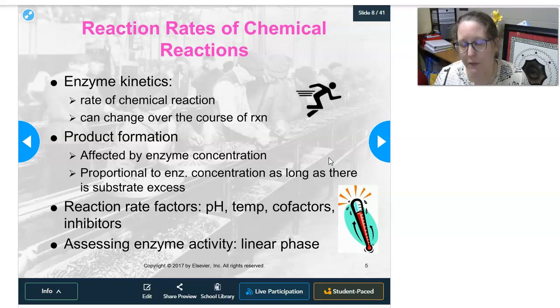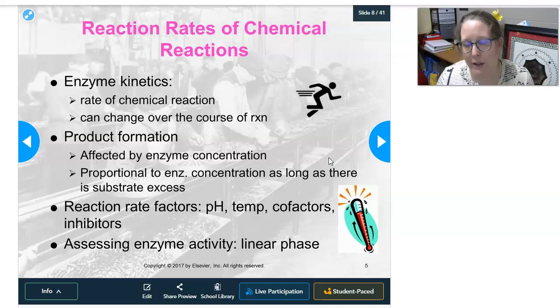Temperature affects enzyme reaction rates. Generally speaking, colder temperatures will make enzyme reactions go slower, and warmer temperatures will make them go faster, unless it's too warm, too hot, and then it just cooks the protein, cooks the enzyme, it denatures, and then it doesn't work at all.